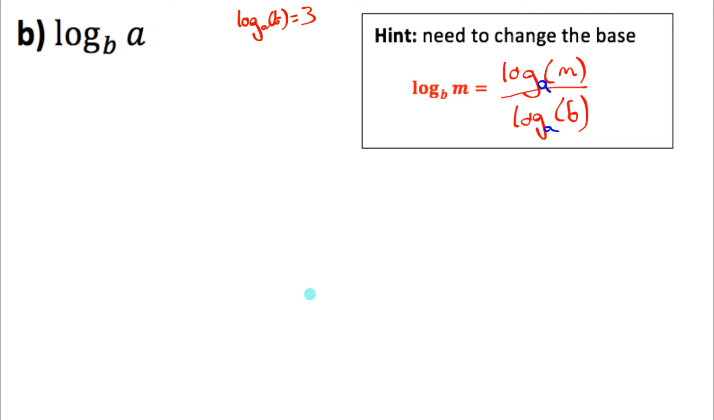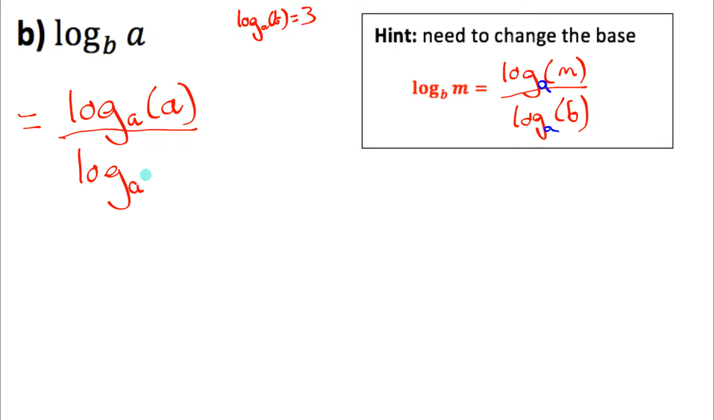If I wanted to, I could make the base a of those two logs. That would be fine. And in fact, that's what I'm going to do, because that would allow me to then evaluate this expression. So I'm going to rewrite this as a quotient of two logs, where the base of those two logs is a. So I'd have log base a of a divided by log base a of b. And log base a of a is 1, log base a of b is 3. So there's my answer, a third.